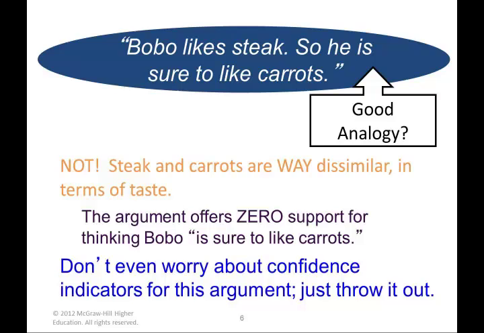Why? Well, because steak and carrots are totally dissimilar, right? They don't taste the same. They're fundamentally different kinds of nutrition. One is essentially animal flesh, and the other is a vegetable that grows in the ground. So these are fundamentally different sorts of foods, right? So really, this argument offers pretty much zero support for thinking Bobo is going to like carrots.